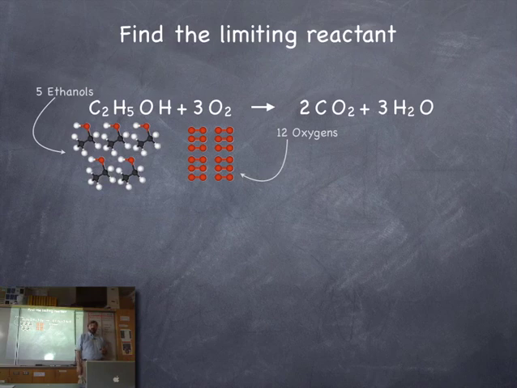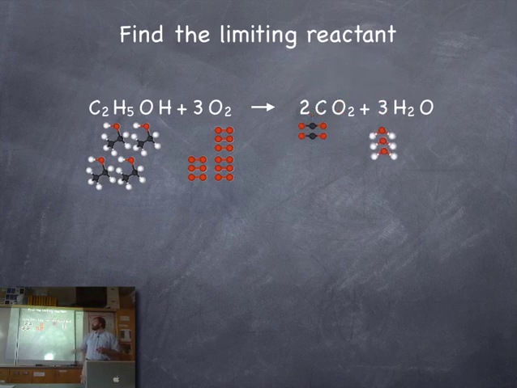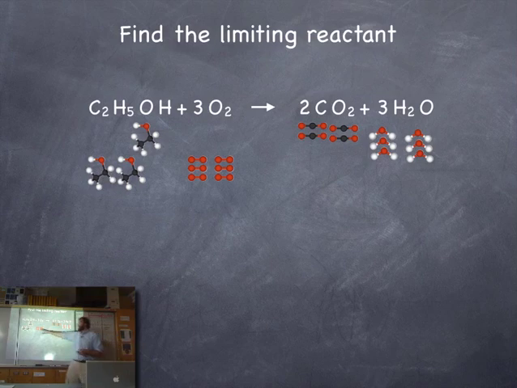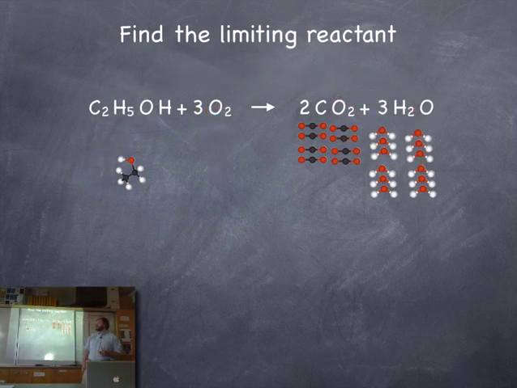Okay? Now, what's going to happen is one of the ethanol molecules is going to combine with 3 of the oxygens to produce 2 carbon dioxides and 3 waters. So we used up one of the ethanols, and that takes 3 oxygens. Then we can have a second ethanol react with another 3 oxygens. And then a third ethanol react. And finally, a fourth ethanol reacts. And at this point, the reaction stops. Why does the reaction stop? We ran out of oxygen.